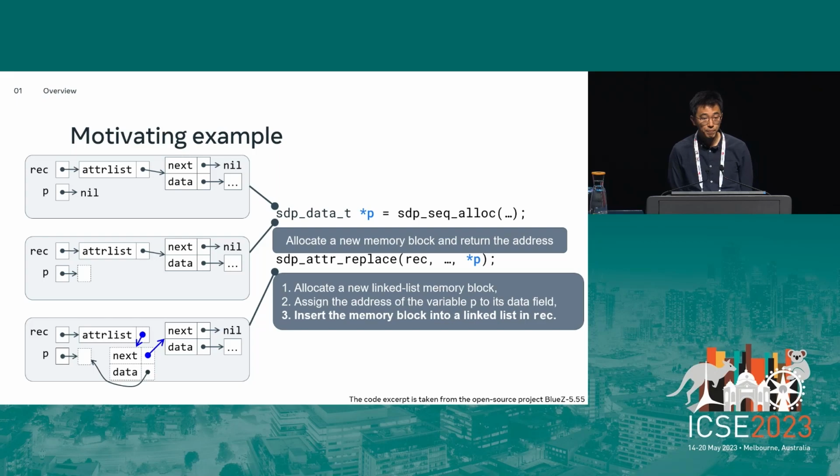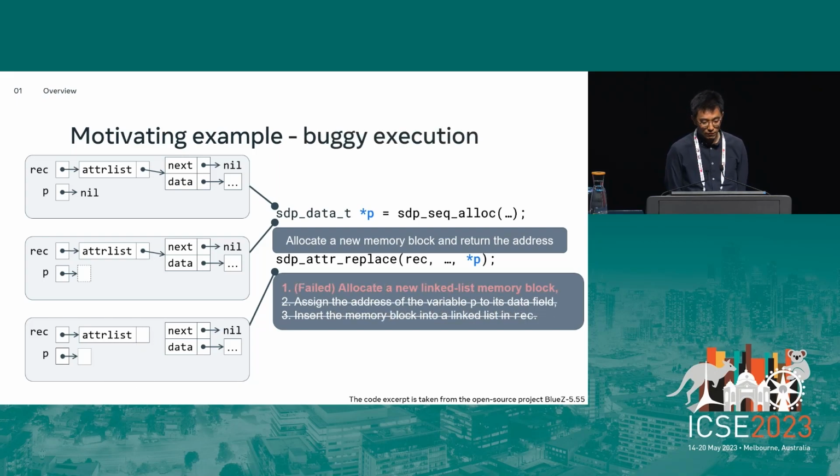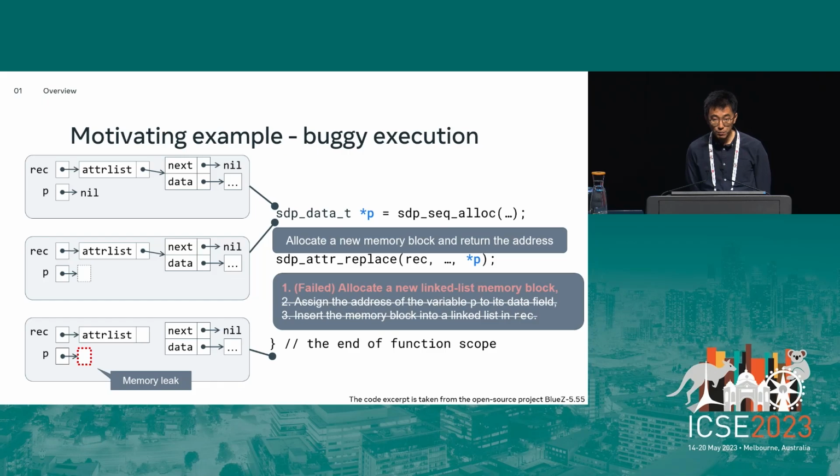So far so good. But if the first step fails, the second function call just returns as it is, which means that at the end of the function scope, because P was a local variable, there is a memory leak.